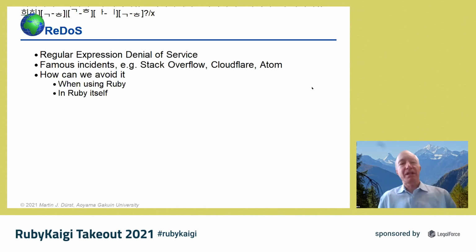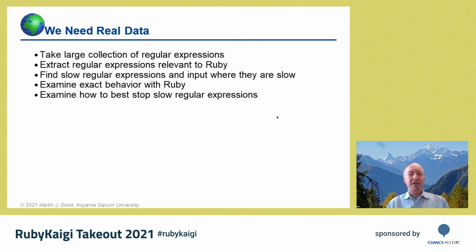Okay, so regular expression denials of service. I already mentioned it. There have been some famous incidents, and the question in the issue that I mentioned originally is, how can we avoid it when using Ruby and in Ruby itself? And for that, we need real data. And so what I did is take a large collection of regular expressions, extract the regular expressions relevant to Ruby, find slow regular expressions, and the input where these regular expressions will be slow, and then examine the exact behavior with Ruby and see what would work best to stop slow regular expressions.